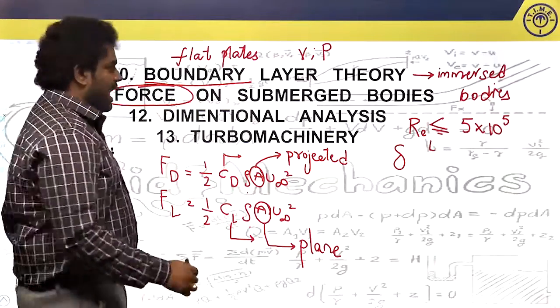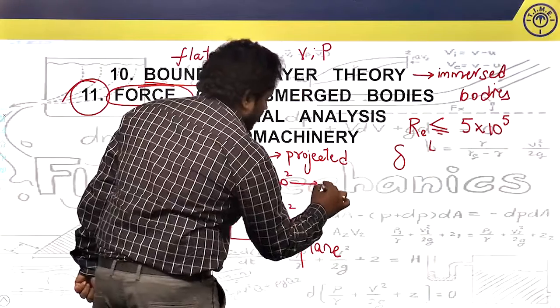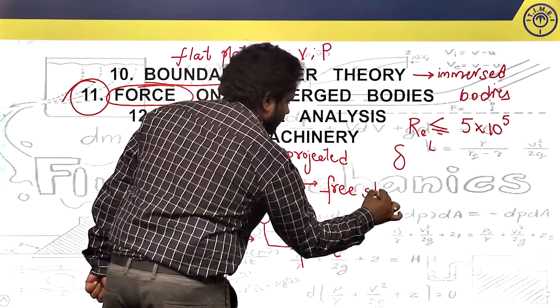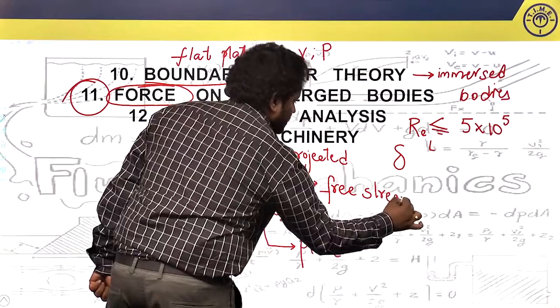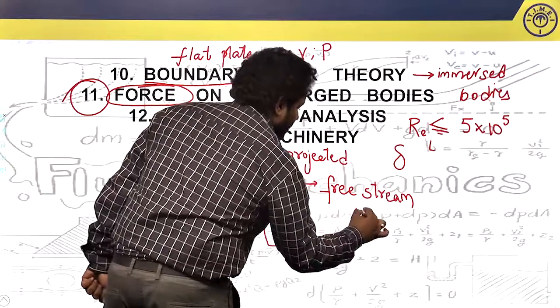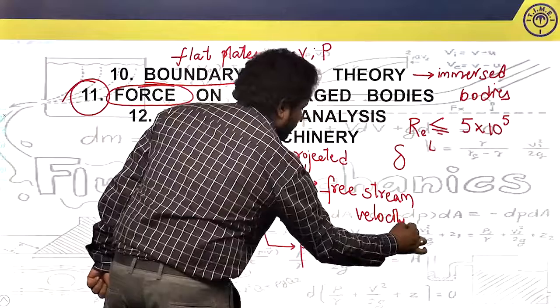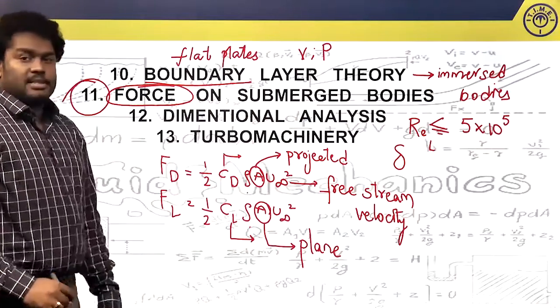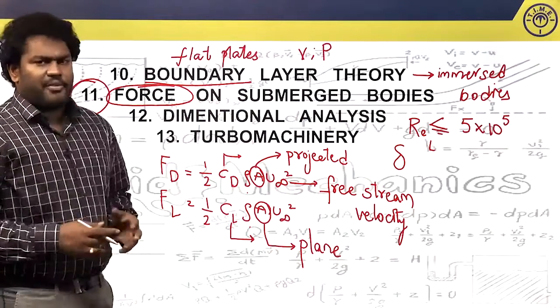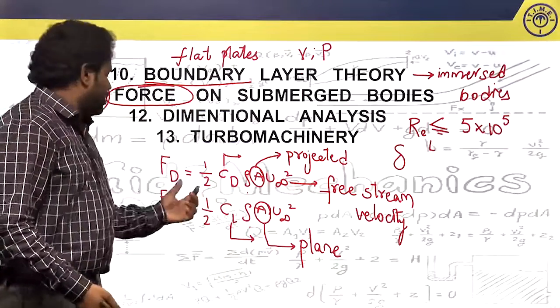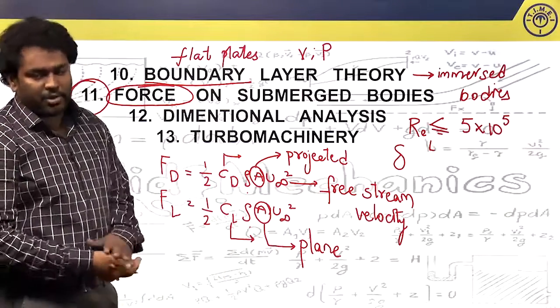And U infinity, as usual, is the free stream velocity. So this is the topic you are going to see, and finally there will be a resultant force, which you take as the square root of lift square plus drag square.